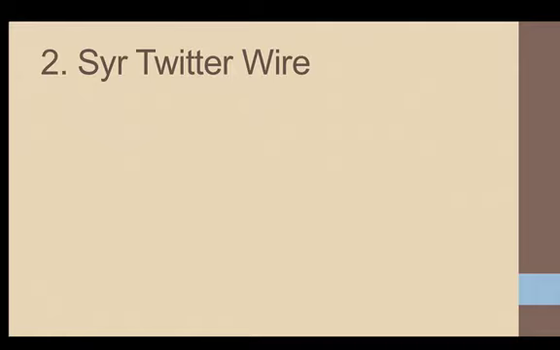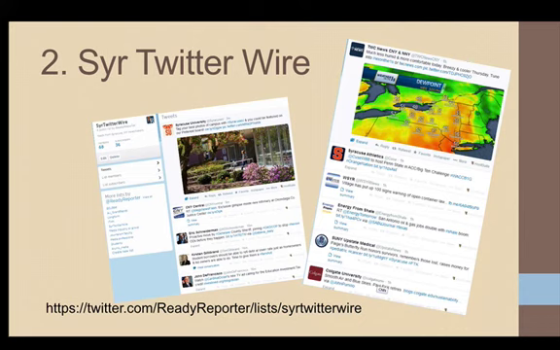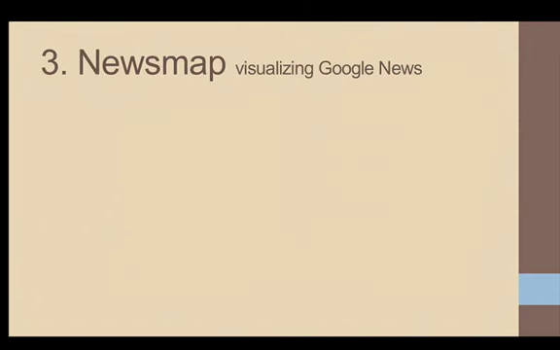My second tip is to use the Syracuse Twitter wire that I've set up off of my Twitter account, Ready Reporter. And it is about 50 to 60 different newsmakers, including some of the local news media. And here you see some examples of some of the different kinds of things that are on there. It's great for finding stories and for keeping up with what other media are reporting or what public relations people or other organizations in town say is happening. You can subscribe to this Twitter wire and then have it right in your TweetDeck or Hootsuite or on your Twitter feed.